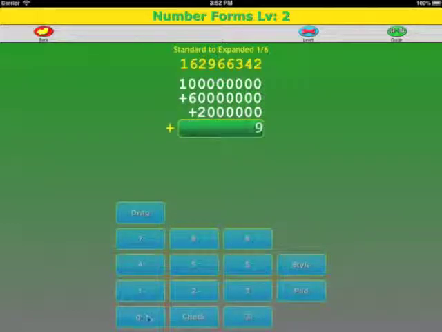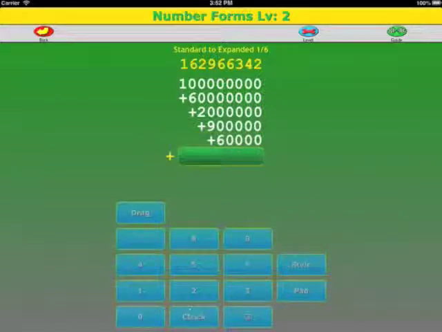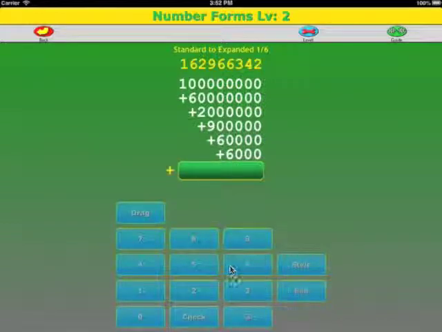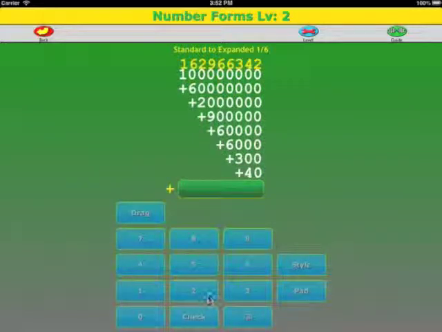The next digit is 900,000. The next digit is 60,000. The next digit is 6,000. The next digit is 300, 40, and our last digit is 2.